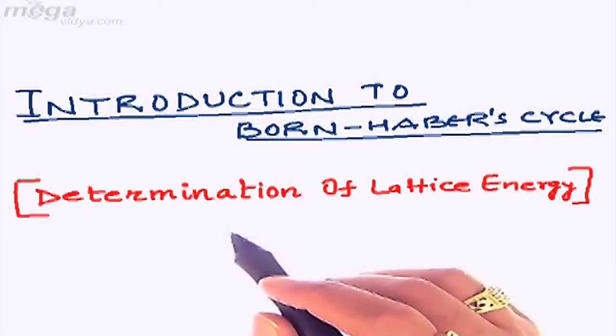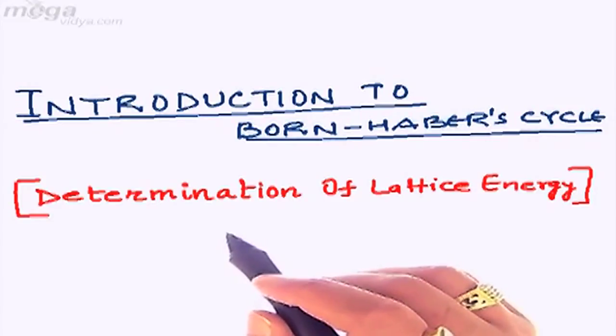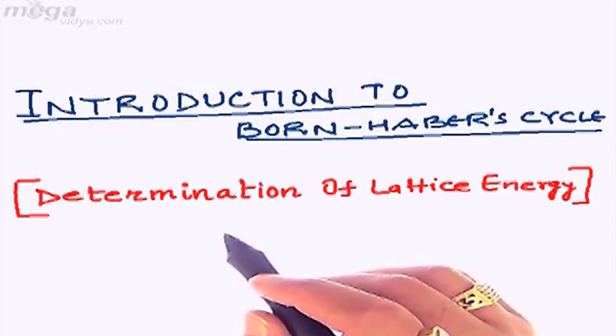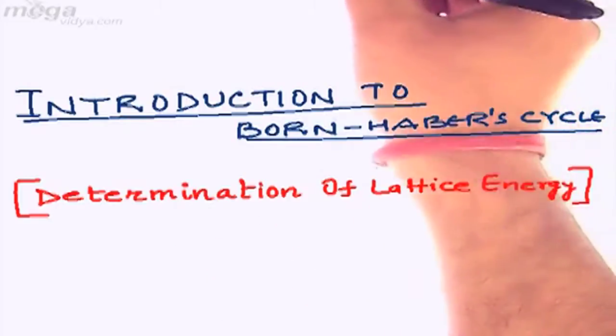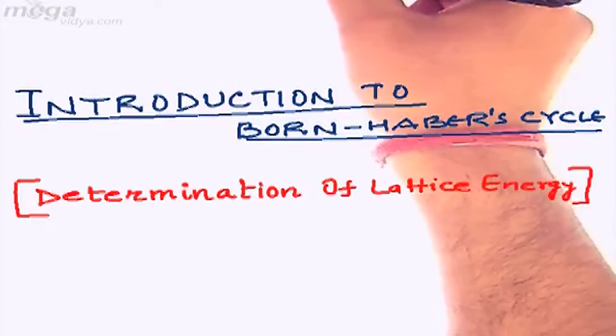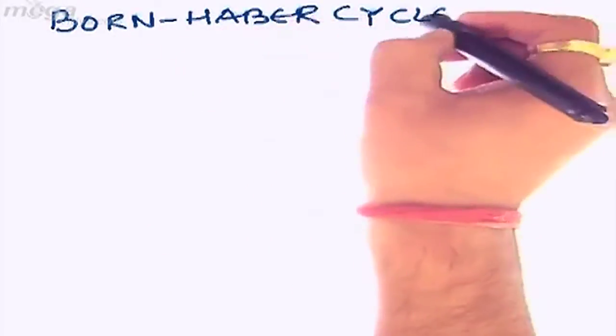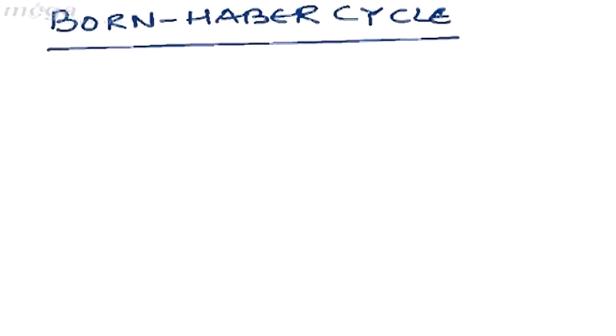Now, in this section, we shall be dealing with how we can determine the lattice energy during any ionic bonding. For that we have a particular process named the Born-Haber cycle, which we have to use for determining the lattice energy during ionic bonding. Now let's come to the topic: what does Born-Haber cycle mean? We shall start this with an example.